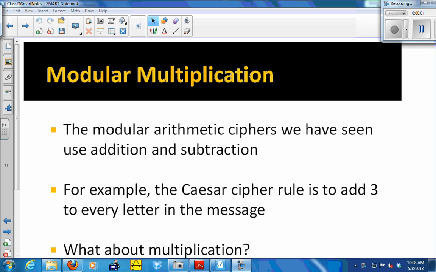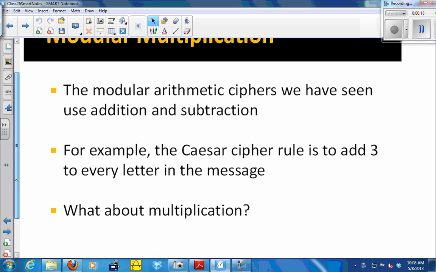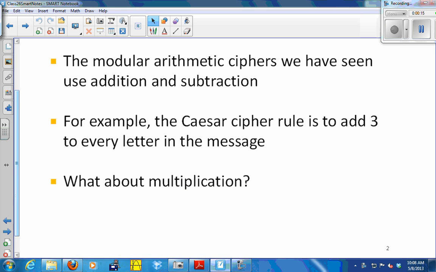Arithmetic ciphers that we've seen. We looked at Caesar and Vigenère and AutoKey. You're always adding the same thing. So for Caesar, you always add 3 to every letter in the message. And for Vigenère, you always add a keyword. And for AutoKey, you add the keyword and then the message itself. So the encoding process was always addition.